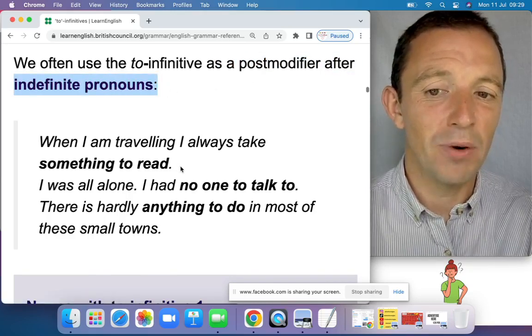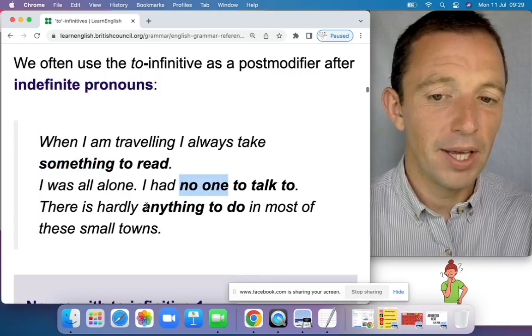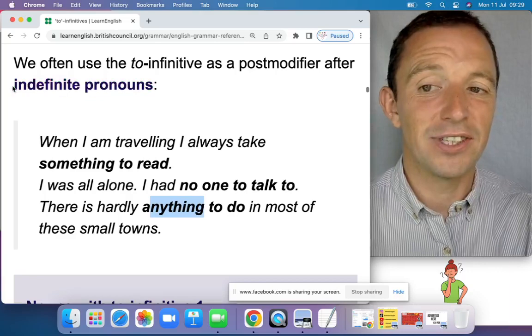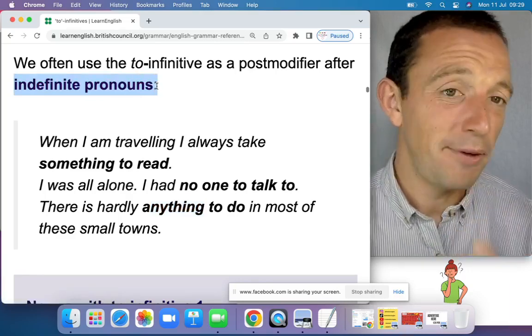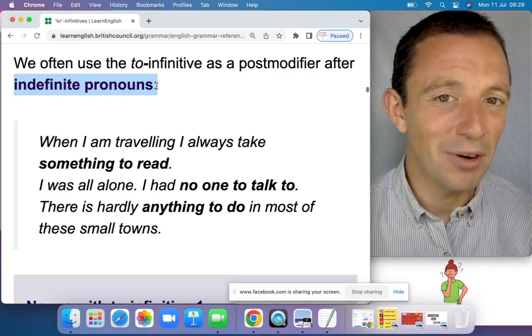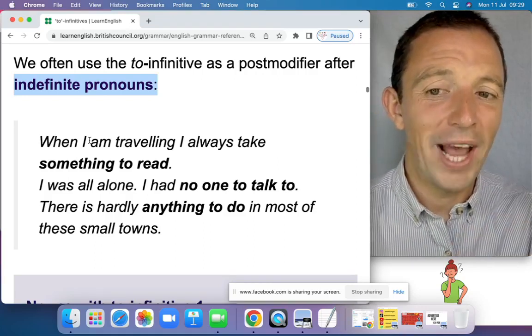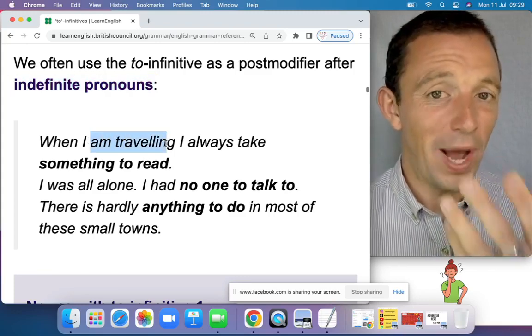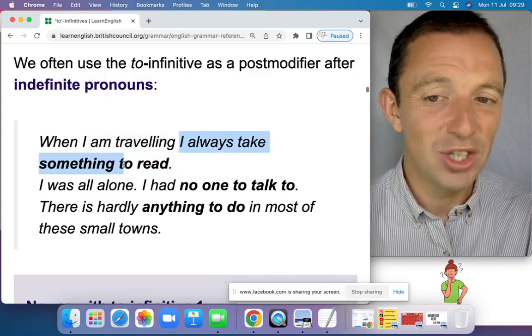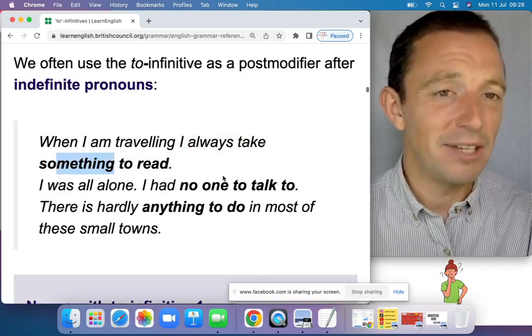The indefinite pronoun is something, no one, anything. Technically, they are considered indefinite pronouns. If you have a doubt, I recommend you check that topic in grammar when you can. So, for example, when I am traveling, I always take something to read. So after something, we have the infinitive.